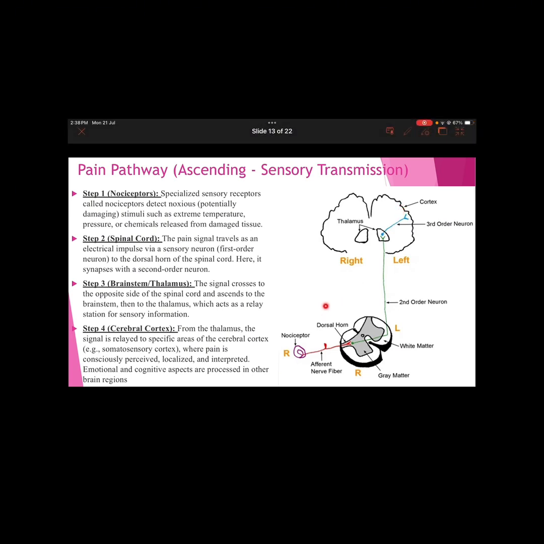So here we have three order neurons. The first order neuron is the neuron that sends the signal through the spinal cord, which is the sensory neuron. Here it synapses with the second order neuron, which is here in green. The second order neuron transmits the pain signal to the thalamus, and then synapses with the third order neuron, in blue, which transmits the signal to the cerebral cortex.